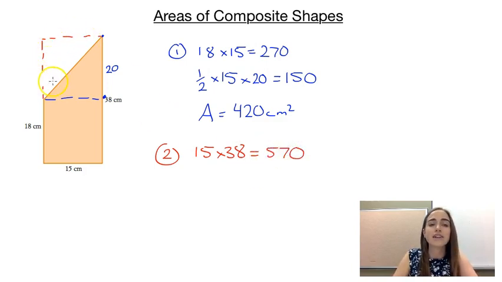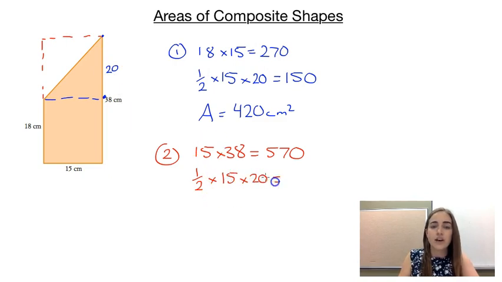And then I can find the area of this triangle and subtract it. So that triangle is going to be a half times its base, which is that 15, and the height we already figured out was 20. So 15 times 20, and we did that calculation up here, was 150. And this time, because it's been cut out, that triangle, we're going to subtract instead. So our area would be 570 minus 150, which would give us that 420 centimeters squared.